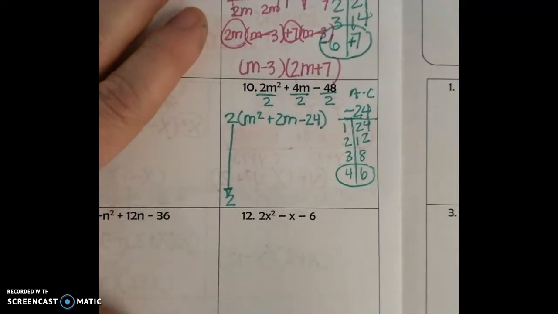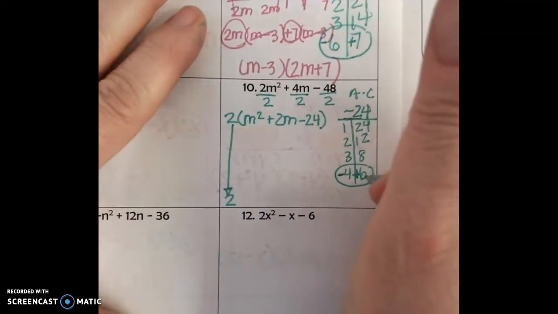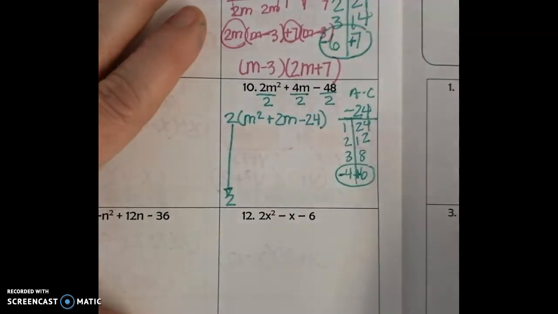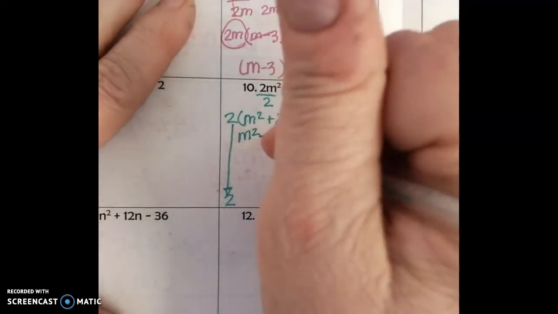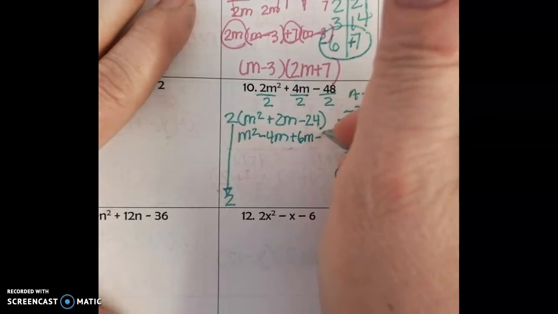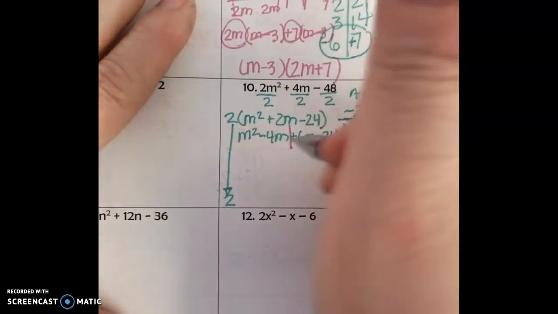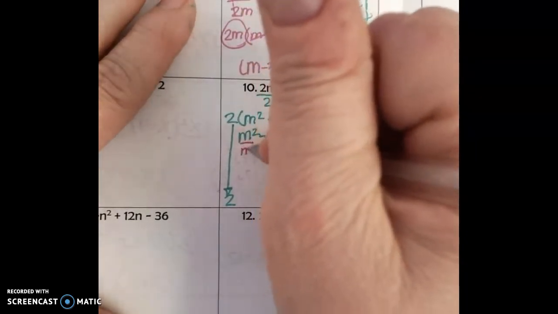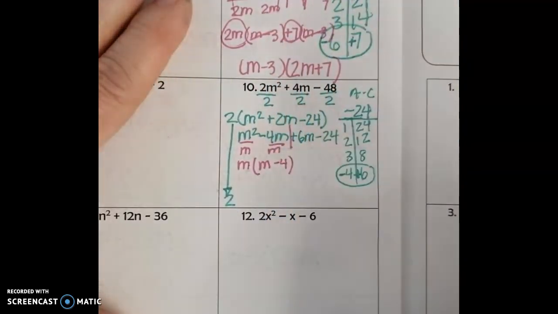So now I think I've got to get a positive 2. That means the 6 will be positive and the 4 will be negative, because positive 6 minus 4 is a positive 2. I'm going to substitute him in. M squared minus 4m plus 6m minus 24. Now I have my 4 terms. I'm going to split them down the middle. Check out the left-hand side. All they have in common is m. So I'm going to write m, and I'm left with an m minus 4 in the parenthesis.